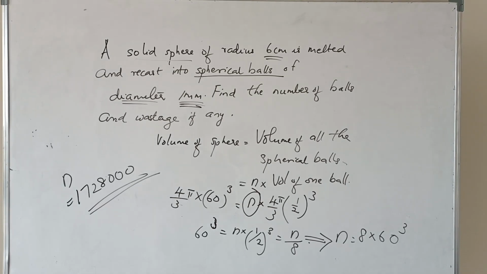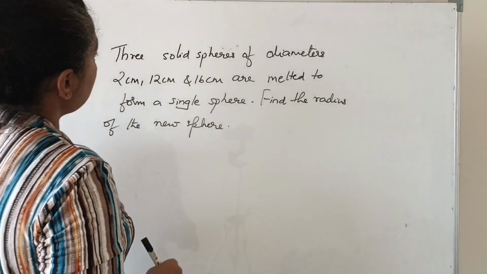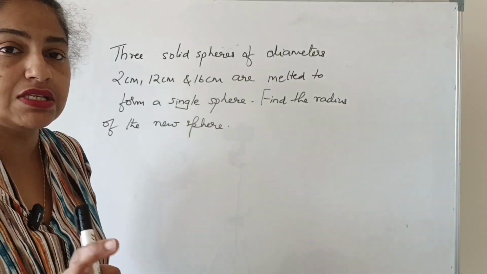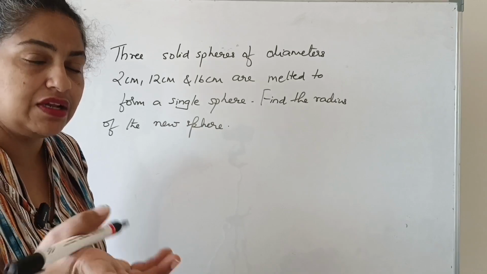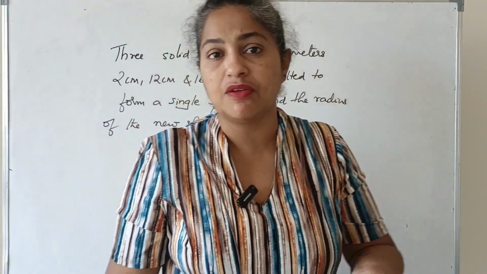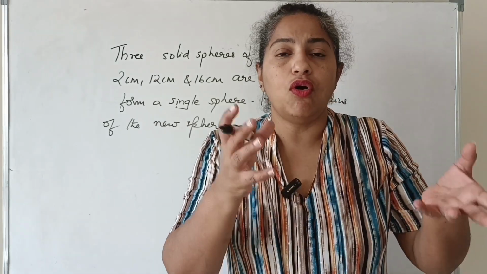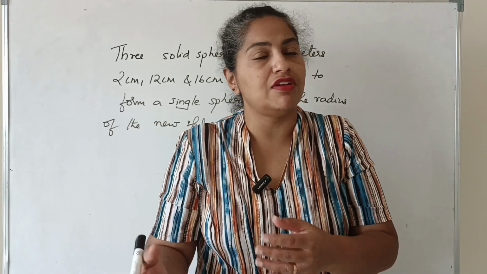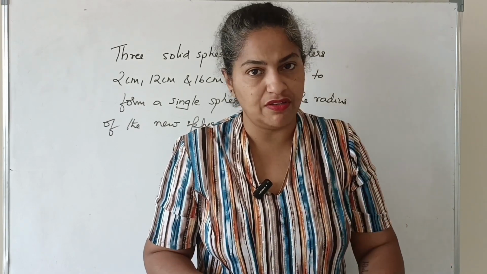Okay. So, now let us move on to the next sum. You have three solid spheres of diameters 2 cm, 12 cm and 16 cm which is cast into a single solid sphere. We need to find the radius of the solid sphere. Now, it is based on the same concept as the previous one. Volume of the metal before being recast into another shape remains the same if no wastage is mentioned.